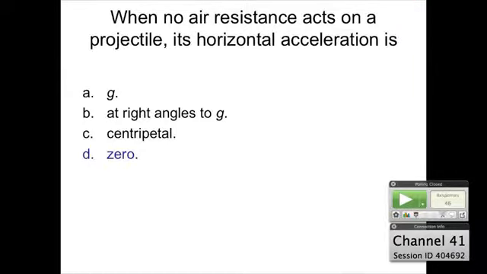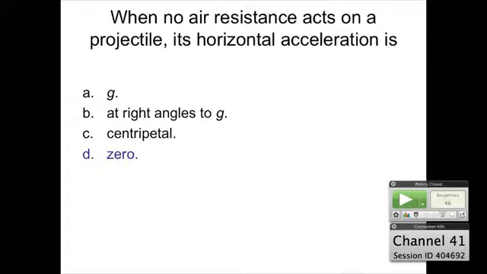The velocity doesn't change horizontally. There's no force acting on it horizontally, especially in this case because there's no air resistance. So there's no force acting on it. Force causes things to accelerate. If there's no net force, there's no net acceleration. If there's no net acceleration, it doesn't change its velocity. It just keeps going at that speed. So the horizontal acceleration is 0.